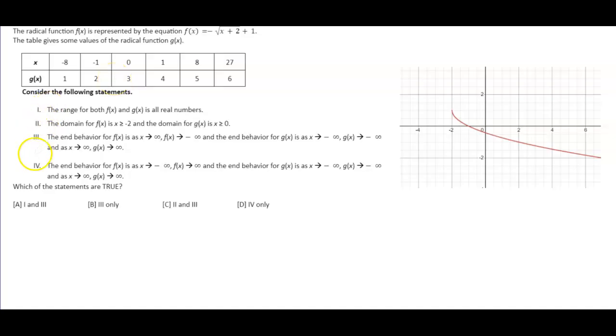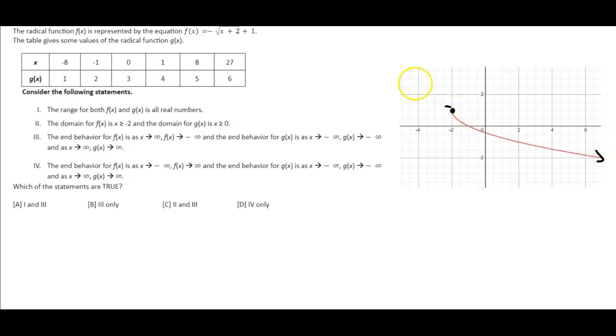All right, we're going to choose which of these statements are true. Number one, the range for both f of x and g of x is all real numbers. Well, first of all, the graph is easier to read. Let's look at the graph first. This is a square root function. Square root functions have that endpoint and then have the arrow on the other end. The range and the domain for any square root function is constrained because of that endpoint.